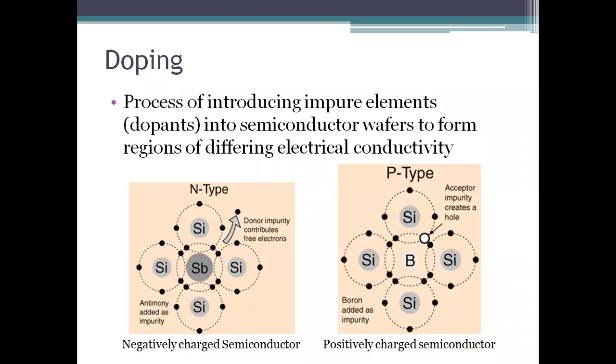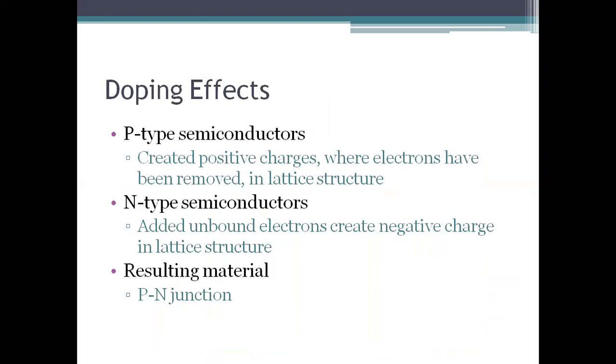Next, how does the doping process happen inside a transistor? I'm showing this with the help of this semiconductor structure, just giving a small idea. Doping is the process of introducing impure elements into semiconductor wafers to form regions of differing electrical conductivity. How will the electron conduction happen inside a transistor based on this structure? Doping is used to create p-type and n-type semiconductors, and this is how the doping effects are created.